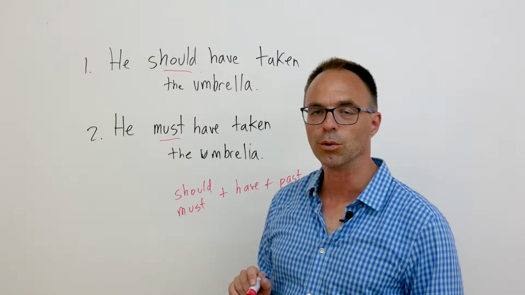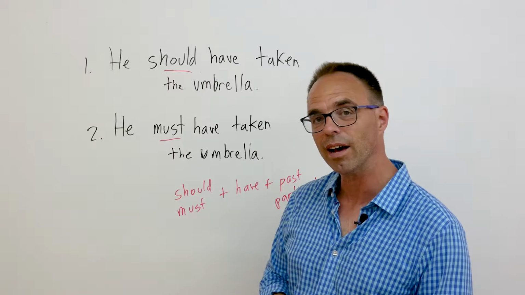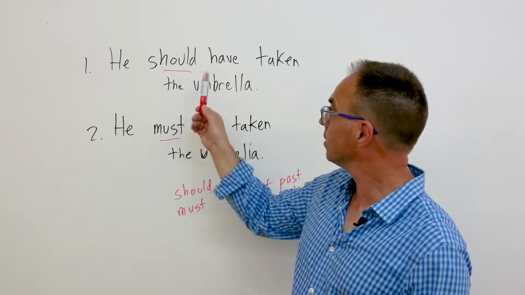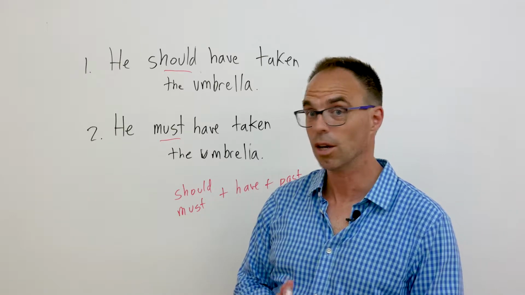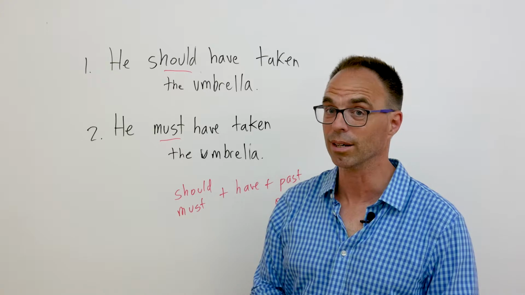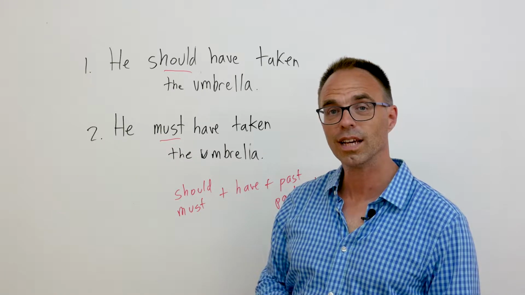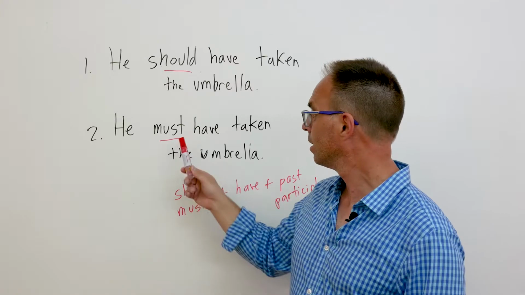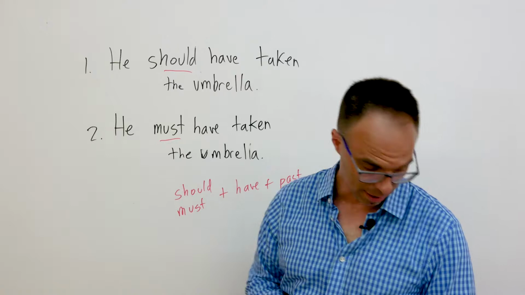Let me start by asking you a couple of questions. Does he still have the umbrella? In sentence one, does he have the umbrella? No, he should have taken the umbrella. He didn't take it. Sentence two, does he have the umbrella? He must have taken the umbrella. So yes, he does.